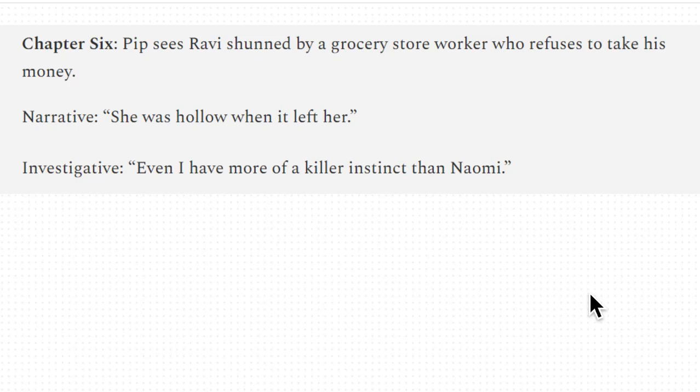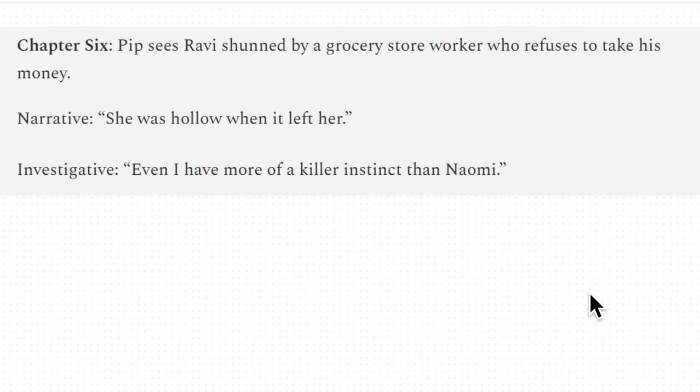We have that appeal to those universal human values. Sal's family continues to be ostracized and isolated from the community. If Sal is innocent, these actions are terribly unfair. We also just see how this family is so broken and how this town is treating them. And again, that's that emotional connection. Investigative line is, even I have more of a killer instinct than Naomi.